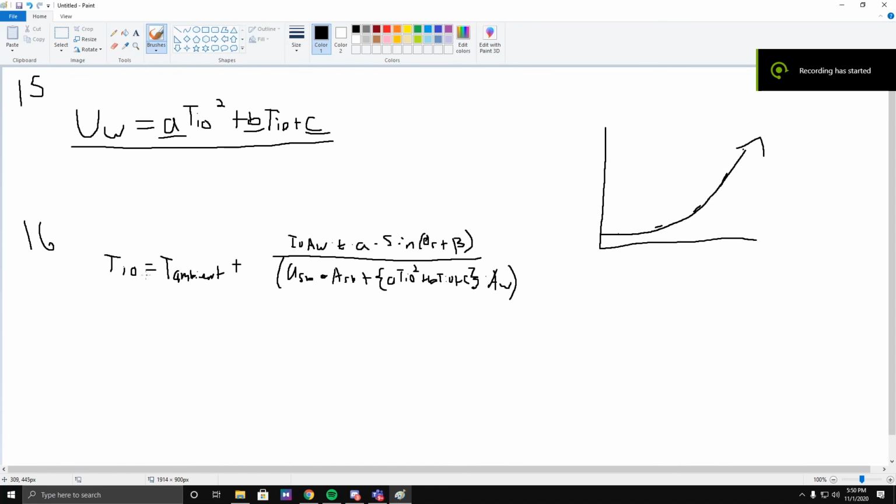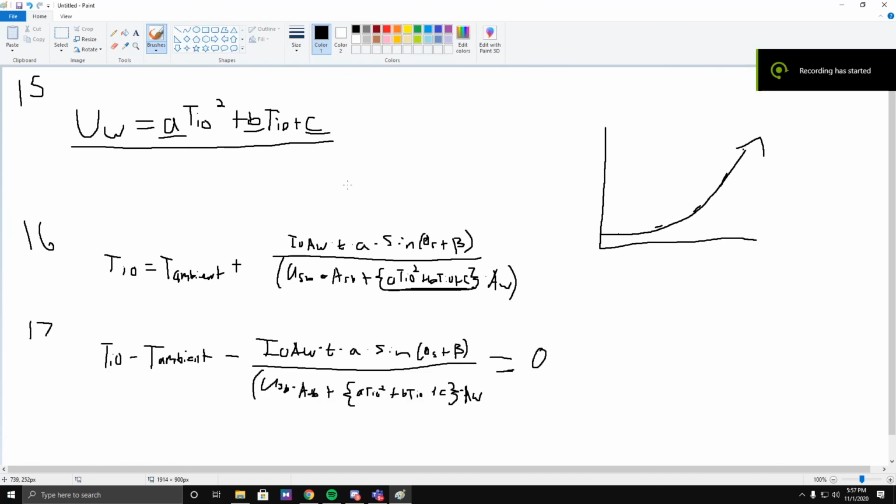Okay, so for equation 16, it's the exact same as equation 14, except for the fact that our overall heat transfer coefficient for the window, which is UW, is now switched out for our old equation from equation 15, which is A times the temperature inside the oven squared plus B times the temperature inside the oven plus C, which is now over here as we figured out from equation 15. And that's about it.